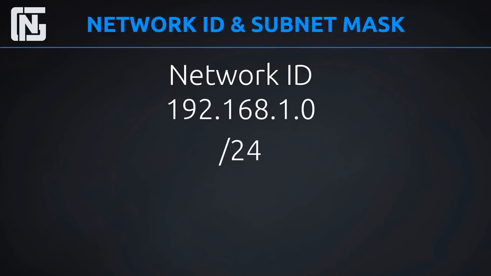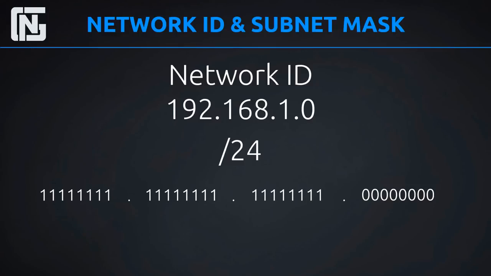Alright, so this /24 is called the CIDR notation, which means classless interdomain routing. Just remember that this is called the CIDR notation, and normally you'll see it like this: 192.168.1.0/24. And what this means is, this is telling you how many binary digits are turned on in the subnet mask. So let's look at that.